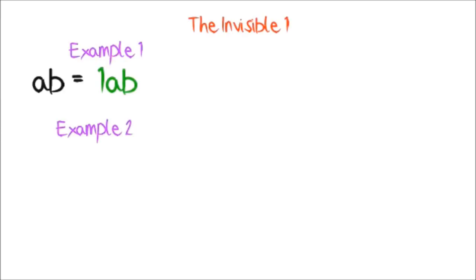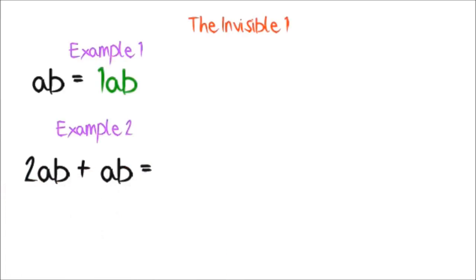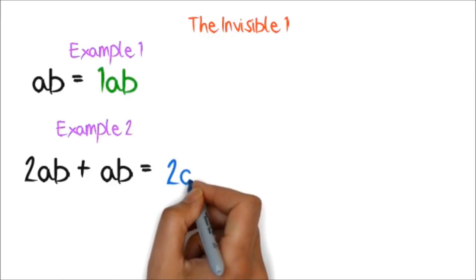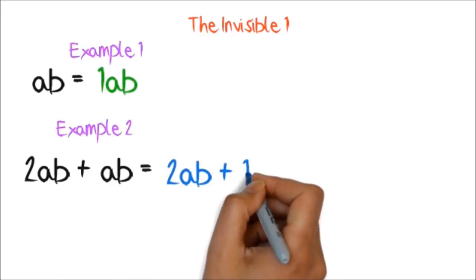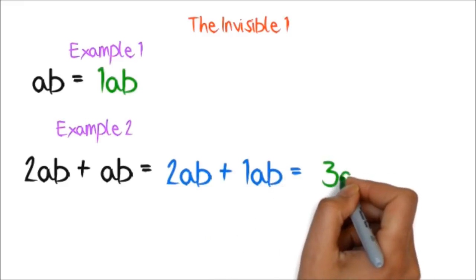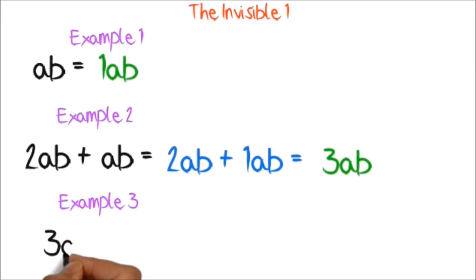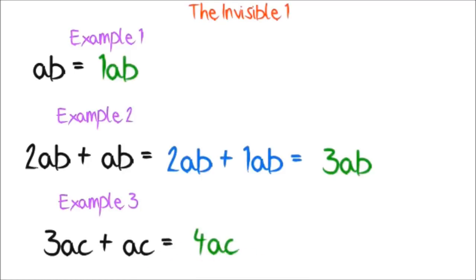Example: 2AB plus AB equals 2AB plus 1AB, which equals 3AB. Again, 3AC plus AC will be equal to 4AC because AC is the same as 1AC.